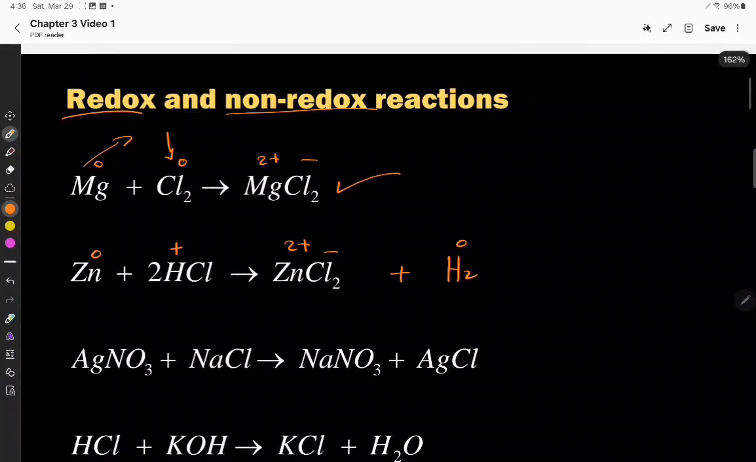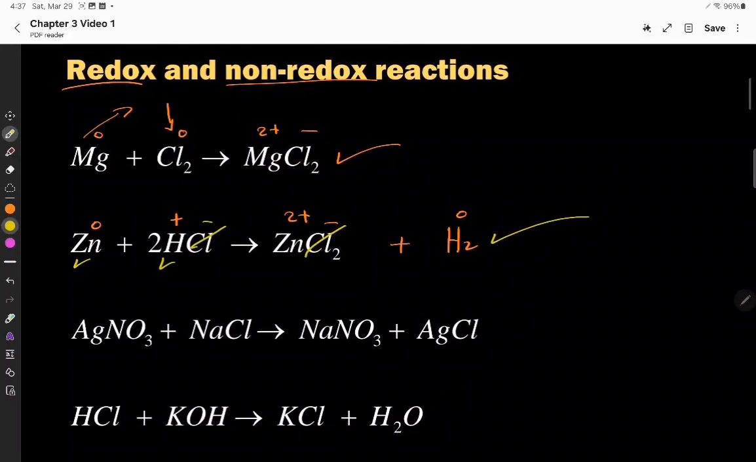Now let's see here. Does this reaction involve redox? Is there reduction and oxidation? Yes. Zinc is oxidized, hydrogen is reduced. Chlorine, nothing happened to chlorine, but it doesn't matter. As long as we have one element oxidized and one element reduced, this reaction is redox. We can say it is redox.